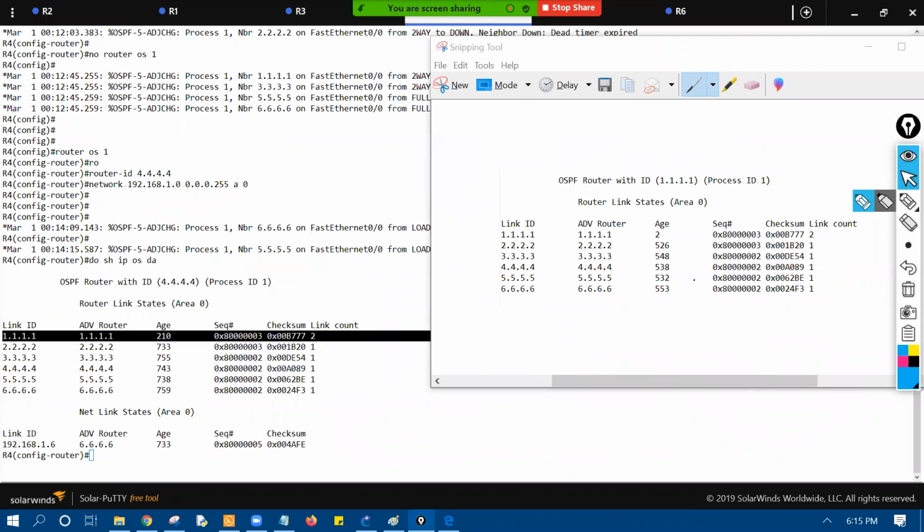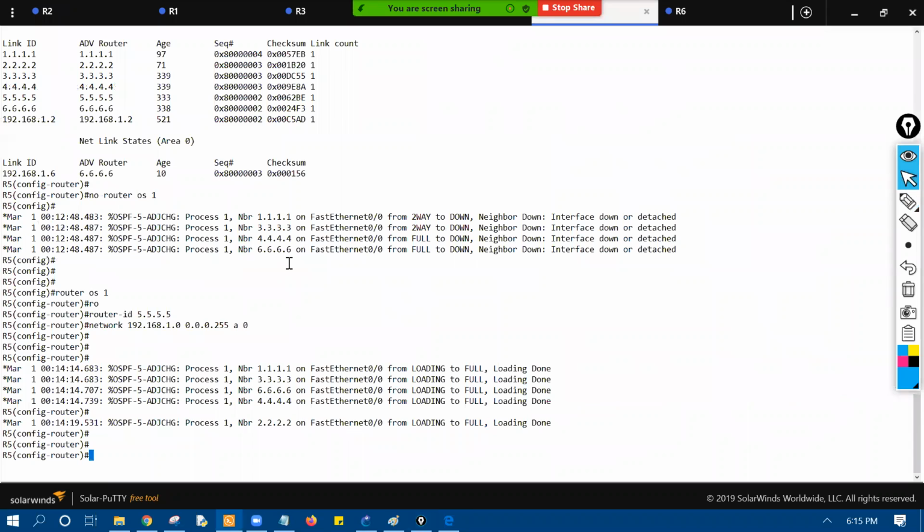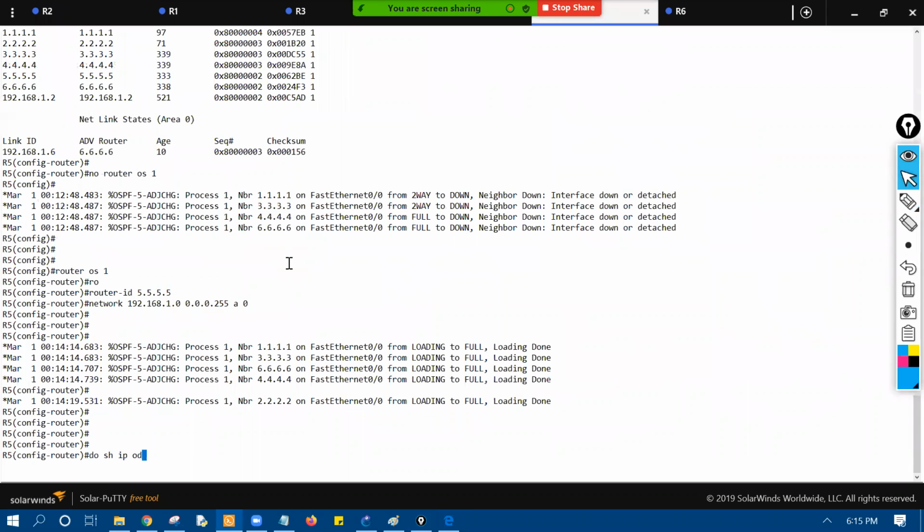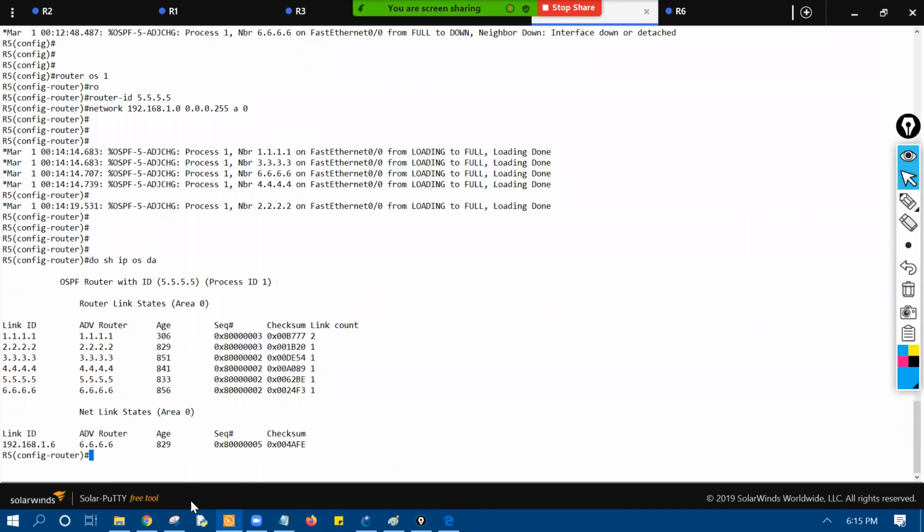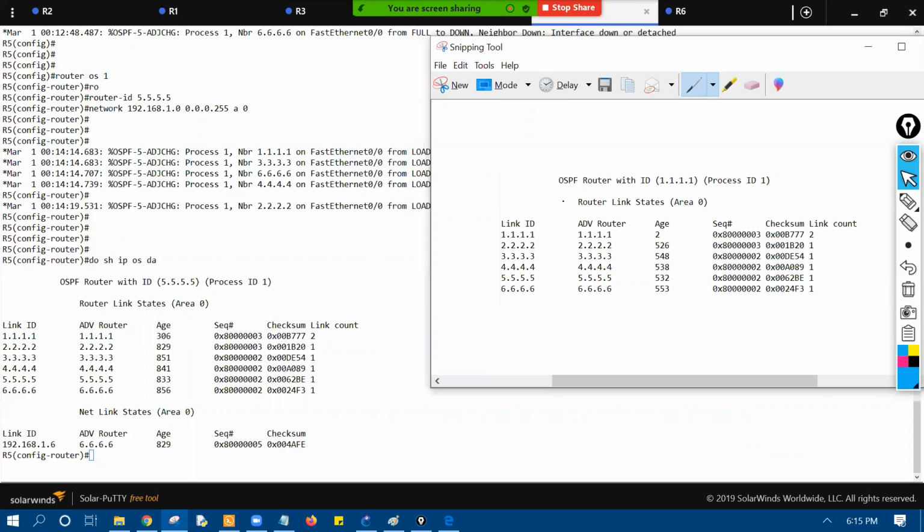If you go to R5, do show IP host for database, same information, nothing is different. Except the timer, you can check any value.